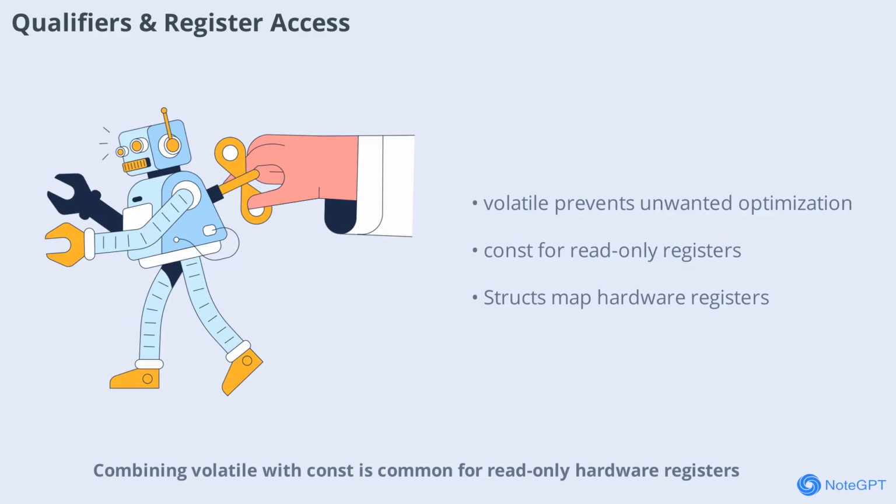Structs are often used to map peripheral registers, providing type-safe and readable access. For example, a UART peripheral can be represented as a struct with volatile members for its data and status registers, making code both safer and clearer. These techniques are foundational for reliable embedded software.